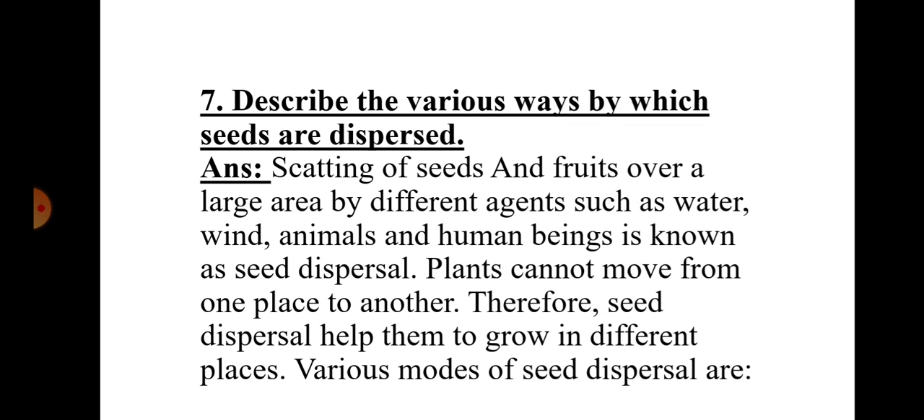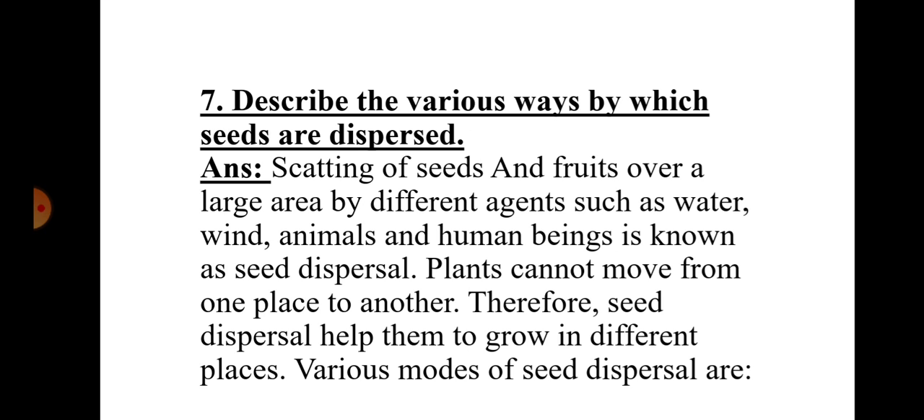Okay. The seventh question. Describe the various ways by which seeds are dispersed. You already studied the four ways of seed dispersal. Answer. Scattering of seeds and fruits over a large area by different agents such as water, wind, animals and human beings is known as seed dispersal. Plants cannot move from one place to another. Therefore, seed dispersal helps them to grow in different places.